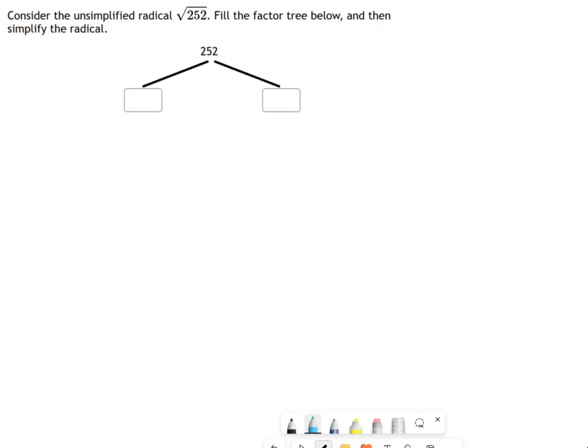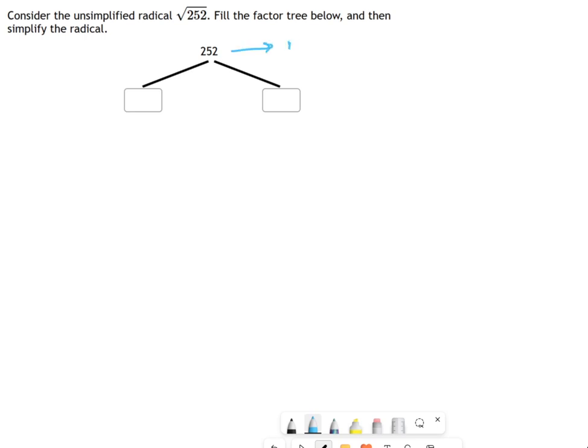Okay, so in this problem, we're told to simplify the radical square root of 252. And the method that we most often use for simplifying square roots or cube roots or any other kind of radical is to build factor trees. And you can see I've got one started here. So what I'm going to do, this is the way I like to approach factor trees. You don't have to do it this way.